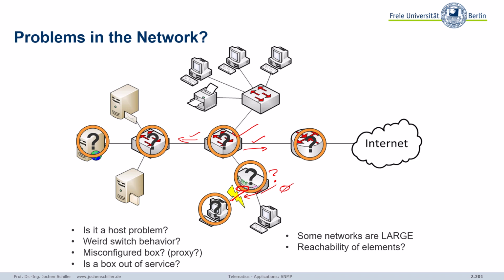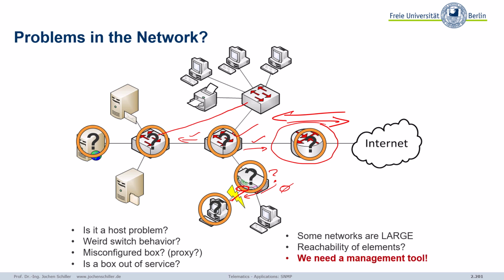So we need tools to check what's going on. But we also need tools for planning. Statistics telling us, okay, there's a component that's completely overloaded because there's too much traffic going over this component. Or maybe we should have another connection across the campus, something like this: reconfiguration, extending networks, replacing components, etc. So definitely we need a management tool.